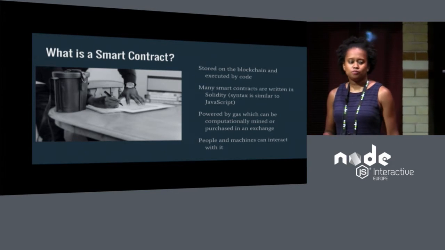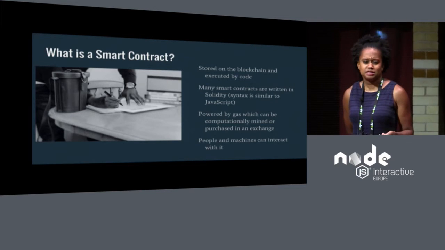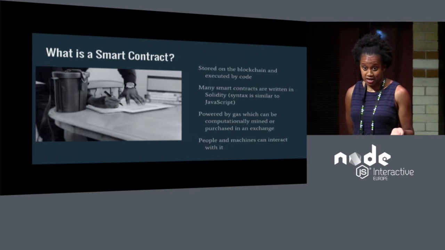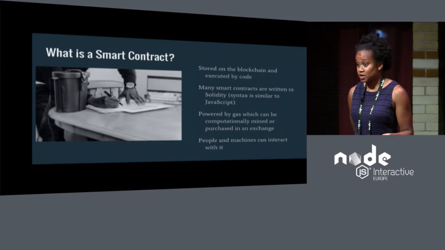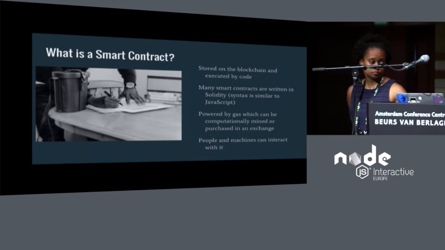Why is this important? There are many companies, well, there's some companies that are based on IoT, the Internet of Things, like Slock.it. So they have computers and objects that are able to interact with your smart contract.